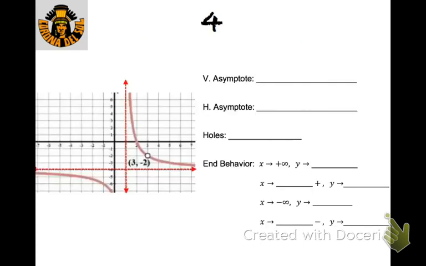Okay, so same directions on this one. We have a vertical asymptote. It looks like it's right here, and that's at x equals 1.